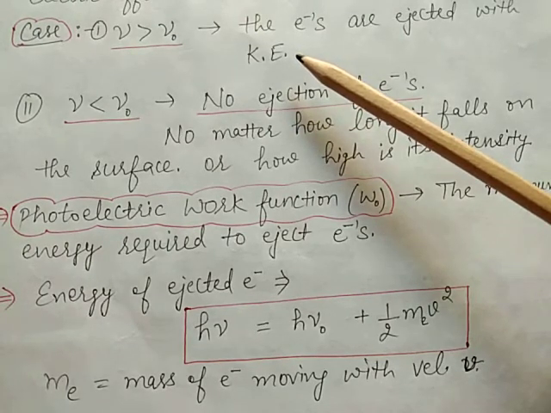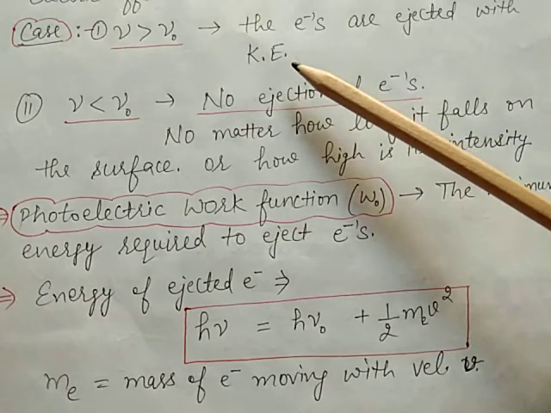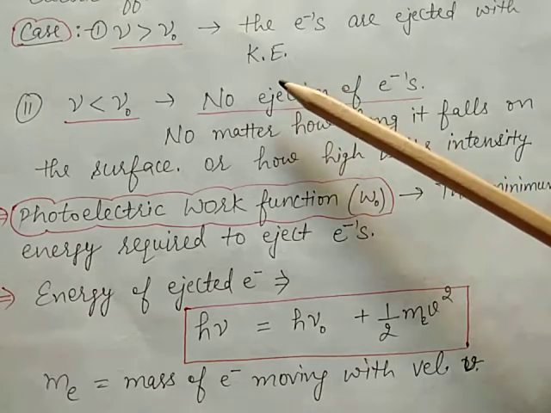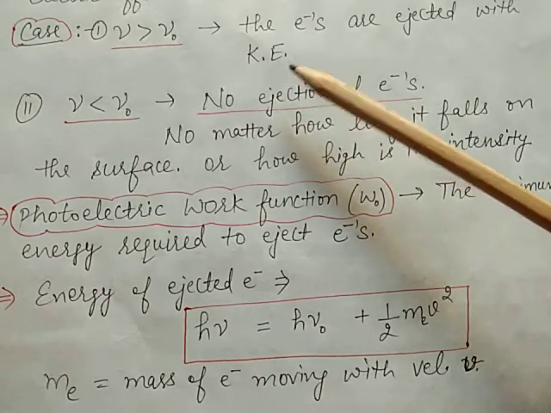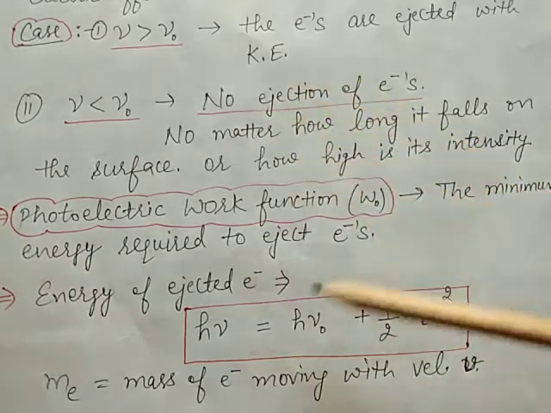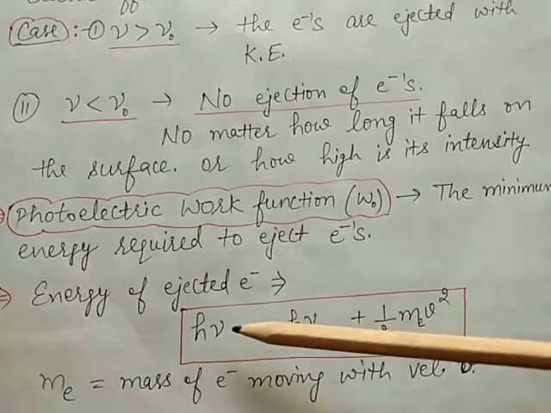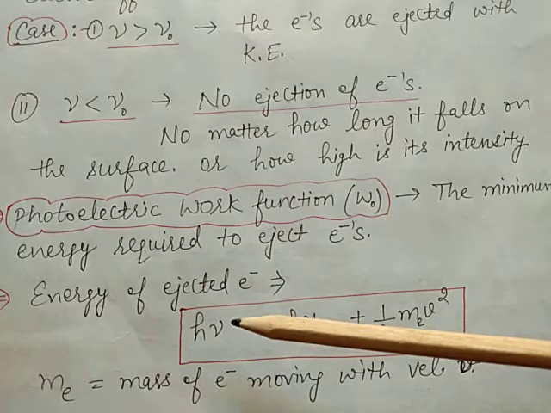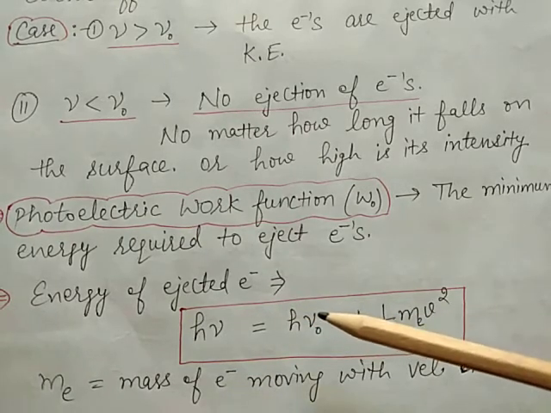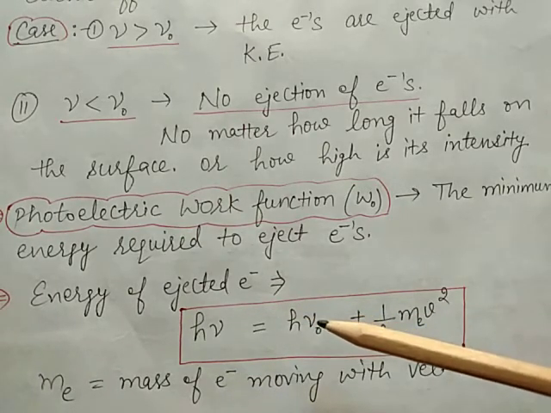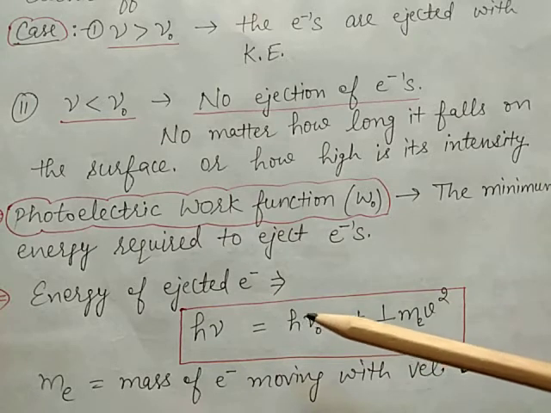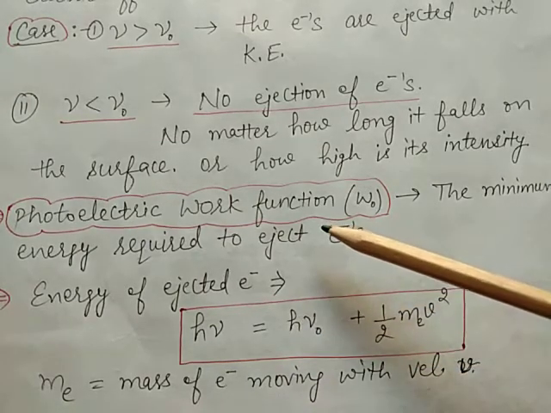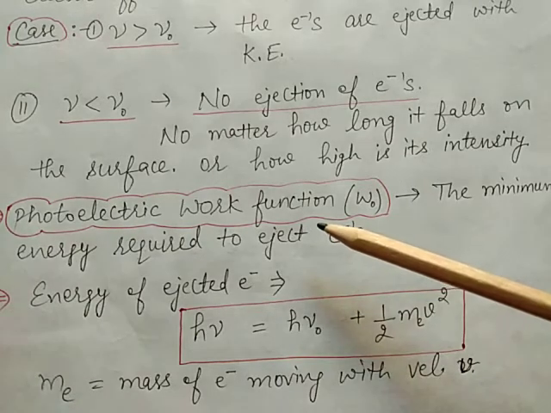The energy of striking photons is h nu, and the minimum energy required to eject the electrons is h nu naught. This is the energy of striking photons. This is the minimum energy required to eject the electrons. It is also called the work function, W naught.